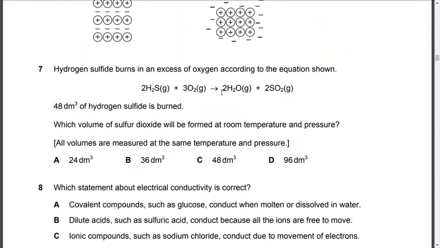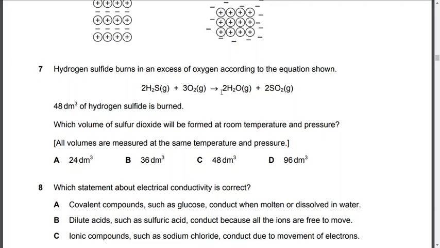Question number 7. Hydrogen sulfide burns in an excess of oxygen according to the equation shown. 48 dm cube of hydrogen sulfide is burned. Which volume of sulfur dioxide will be formed at room temperature and pressure? All volumes are measured at the same temperature and pressure. That means there are no changes in pressure, no changes in temperature.